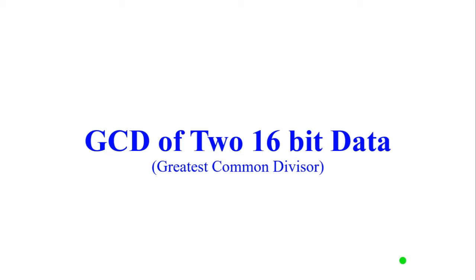In this video, I am going to explain how to write an assembly language program to find the GCD of two 16-bit data. How are we going to find the greatest common divisor of two 16-bit data? Before explaining the program, I want to give some introduction and an example.